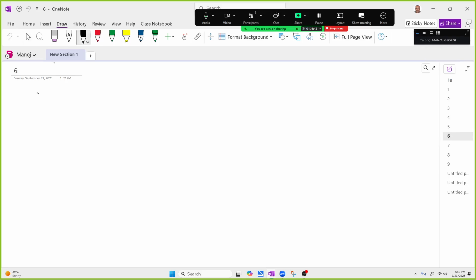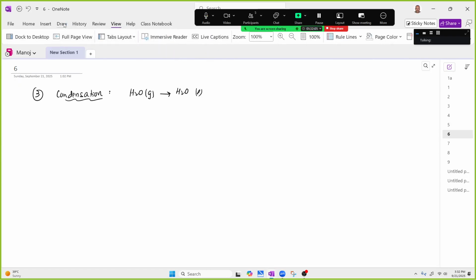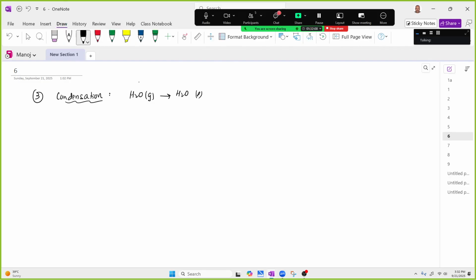My third example is, let's say I want condensation. Let's talk of H2O again. H2O gas changing into H2O liquid. What do you think now? Condensation. Gas changing into liquid. So you are saying that the entropy change is becoming negative. It decreases.